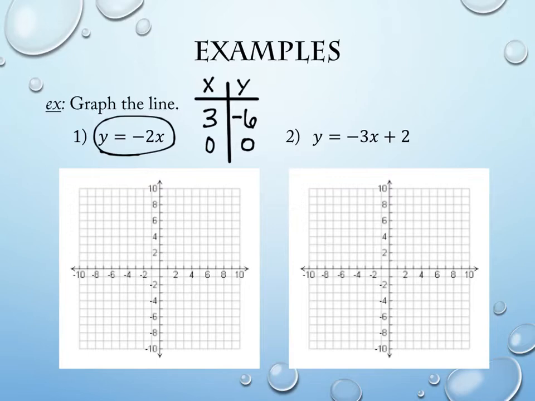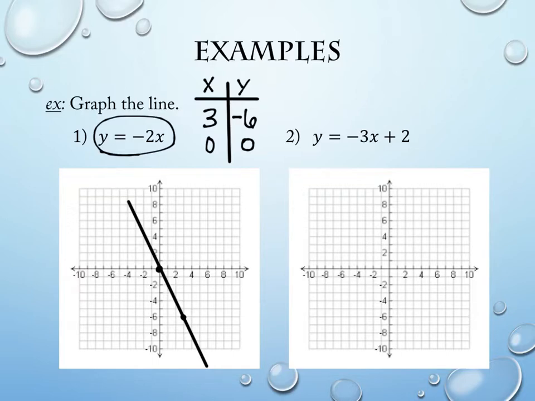So I have 3, negative 6, which would be down here. And I have 0, 0, which would be right here. And then I'm going to connect them with a line. Sorry, as I draw my lines, I have to shift them so that they'll actually get my points right. That's it. Okay? Choose any 2 x values, get corresponding y values, plot them on the graph, and connect them.